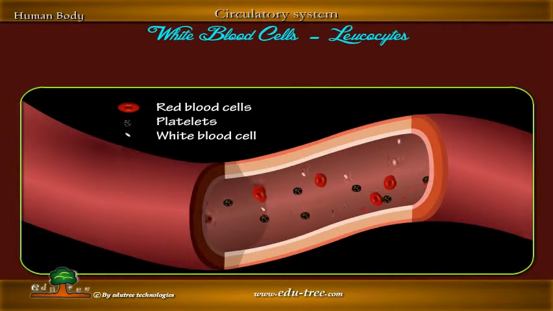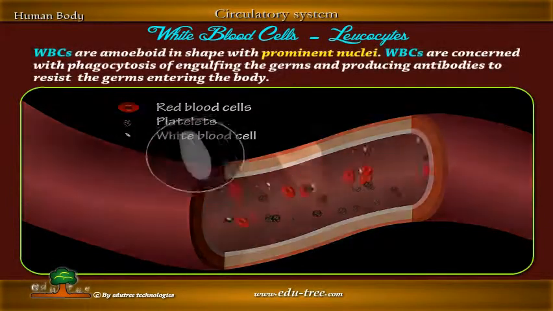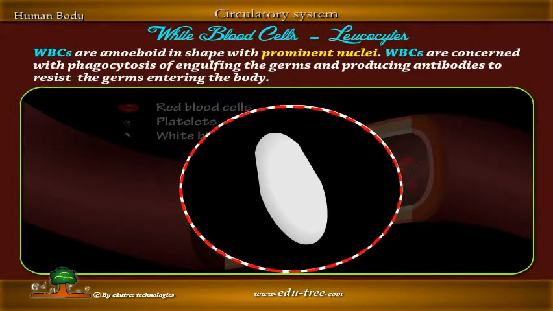White blood cells, leukocytes. White blood cells are rhomboid in shape with prominent nuclei. White blood cells are concerned with phagocytosis, engulfing the germs, and producing antibodies to resist the germs entering the body.